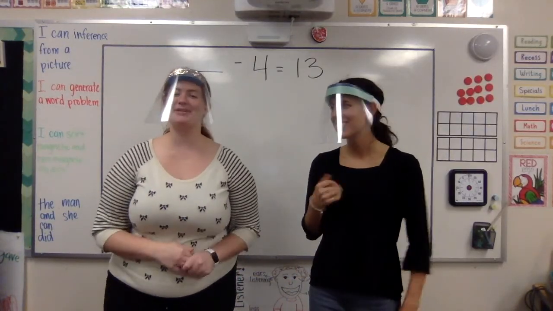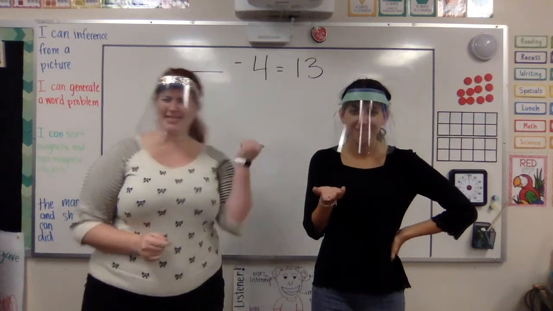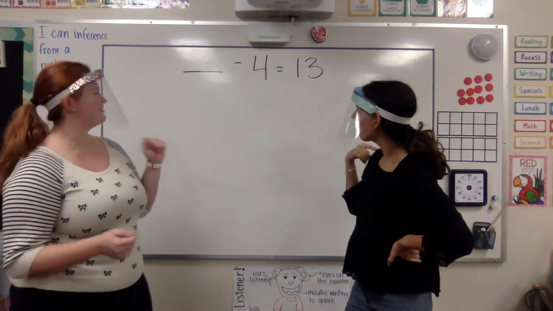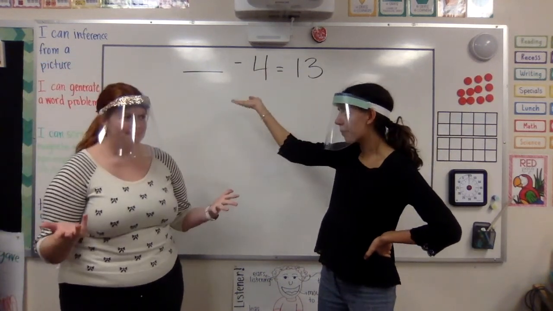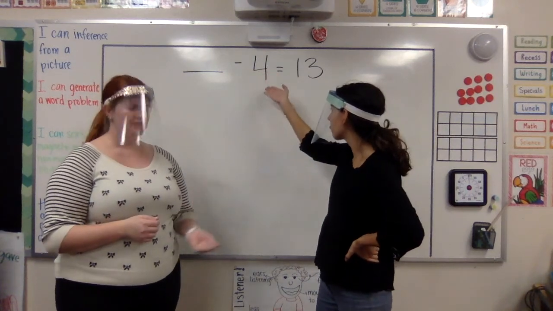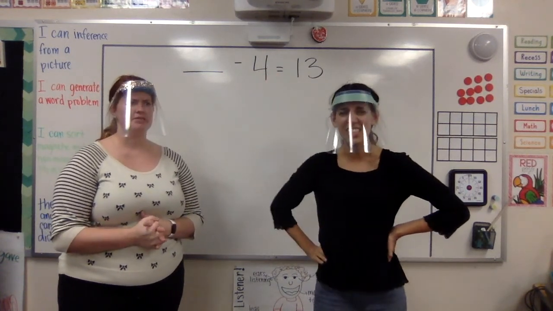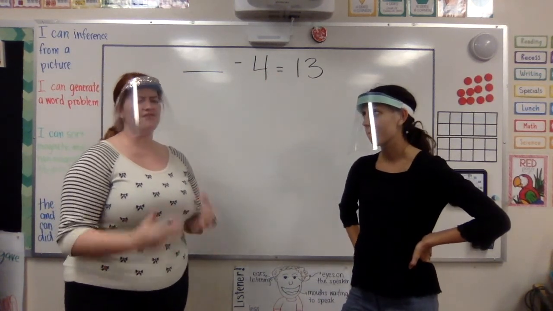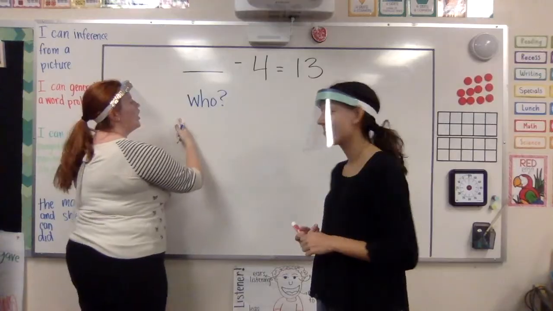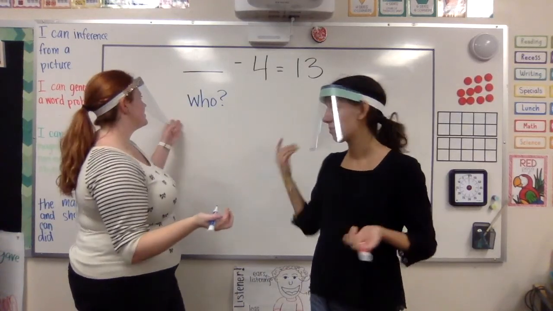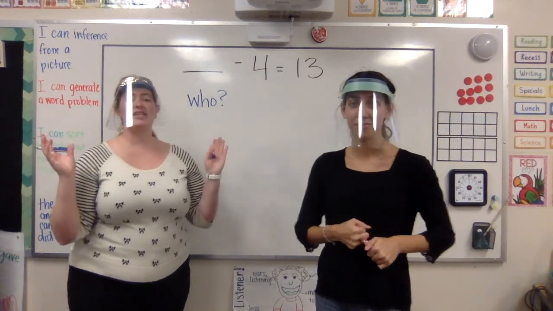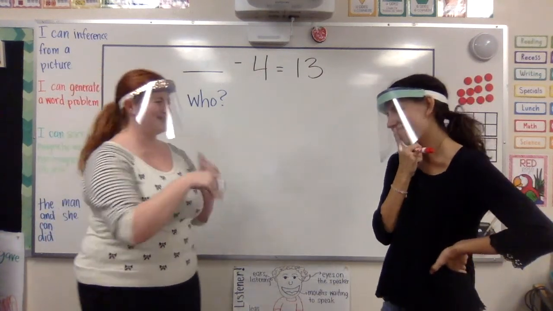Okay, now we're going to practice another word problem. Miss Lestico, what's this number sentence? Well, it says something minus 4 equals 13. Well, the first thing we need is a who. Who is this problem going to be about? Well, let's see. Miss Lestico, you really liked llamas, so we did llamas.